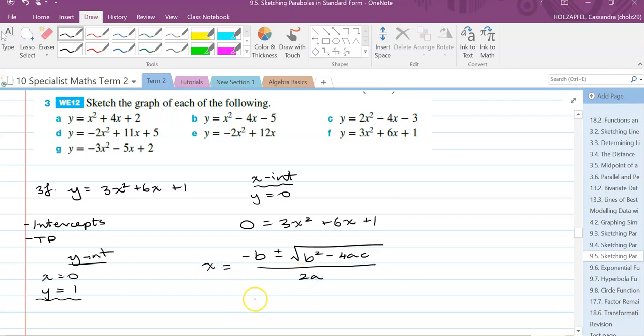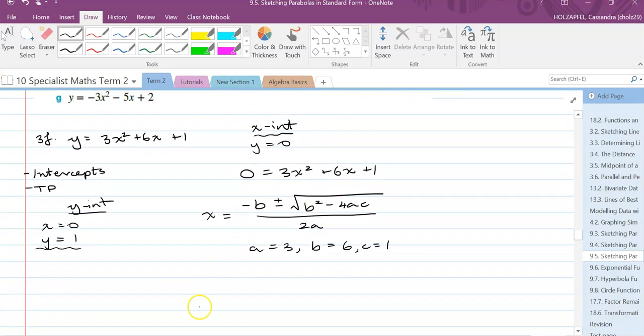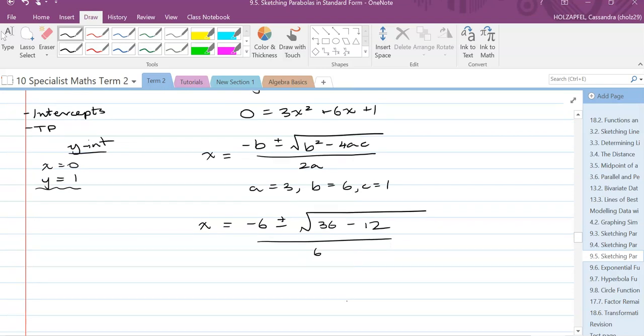Okay, so we know that a is going to be equal to 3, just looking at these coefficients at the front here. b is equal to 6 and c is equal to 1. So I'm going to go ahead and substitute into that equation now. So x is going to be equal to negative 6 plus or minus the square root of 36 minus 4 lots of a. 4 times 3 is 12. 12 times 1 is 12. So 36 take away 12 all over 2 lots of 3.